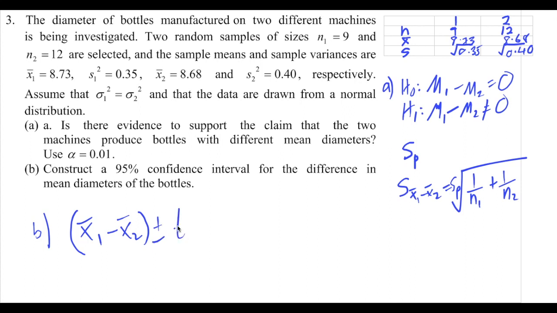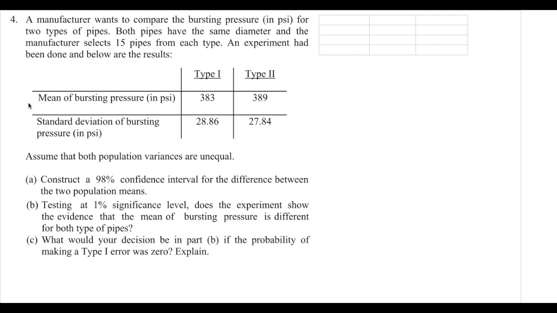plus minus t 0.025 times S x bar 1 minus x bar 2, where this value is from here, and the degrees of freedom is N1 plus N2 minus 2. In this question, you are given the sample mean, the sample standard deviation, and the sample size, which is 15 for type 1 and 15 for type 2.